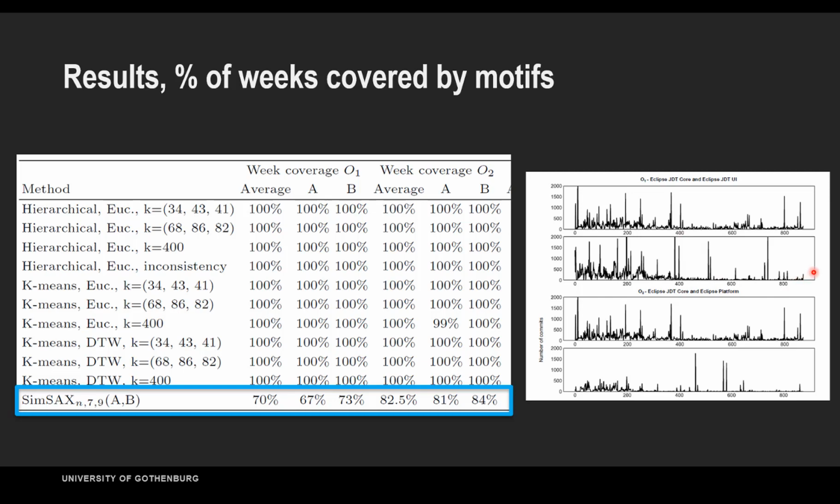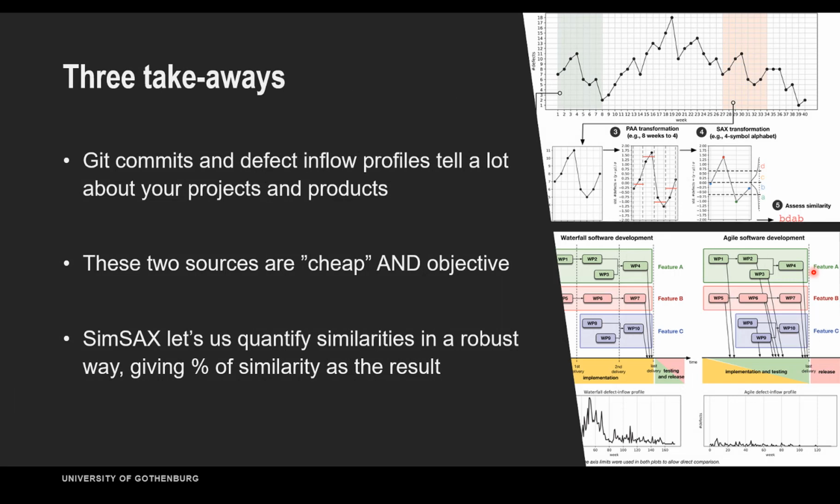So to finalize, we would like to give three different takeaways. For the first, Git commit trends and defect inflow profiles tell a lot about the projects, much more than you could think. They are very cheap sources and very objective sources to compare projects. And with our methods, we could help you to quantify similarities for that.